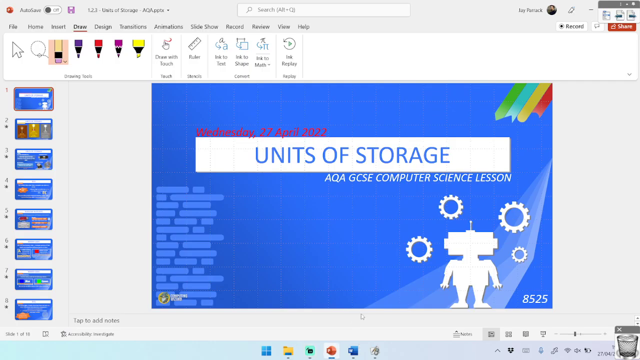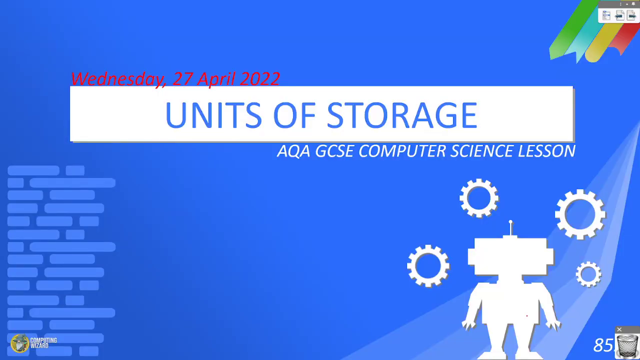Okay. I just wanted to go through something that came up in lesson, in the intervention session, I should say, and that's regarding units of storage. What I mean by this is simply how do we store data? What units of storage do we have? And in particular, what might that look like? How might that look to us?